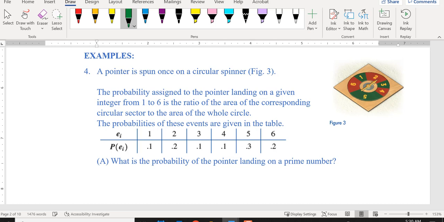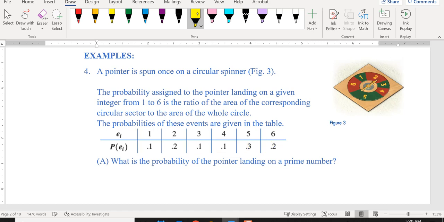First thing we want to ask is, is this an acceptable probability assignment? Are each of these numbers between 0 and 1 inclusive? And the answer is yes. Now the second condition that must be met, do all those probabilities add up to 1? 0.1 plus 0.2 is 0.3, plus 0.1 is 0.4, plus 0.1 is 0.5, plus 0.3 is 0.8, plus 0.2 is 1. So yes, that is an acceptable probability assignment.